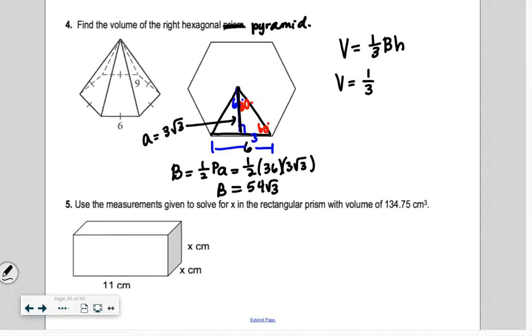All right, so my base is going to be 54 root 3. That's the area of the base. And my height is going to be, ooh, another hard question. The height of a pyramid always starts in the middle and goes up. That's not what this is pointing towards. This 9 is right there. So that distance is 9 right there.